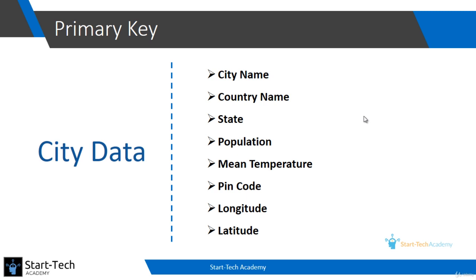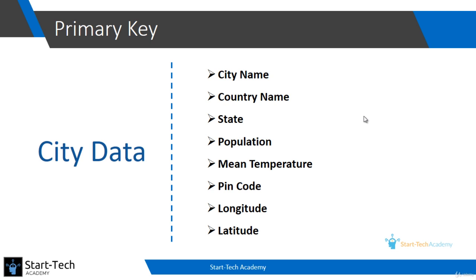Similarly, a combination of latitude and longitude is unique for each city. Therefore, we can use a combination of these two fields, longitude and latitude, to create a primary key. This is also an example of a composite key. I hope the concept of primary key is now clear to you.